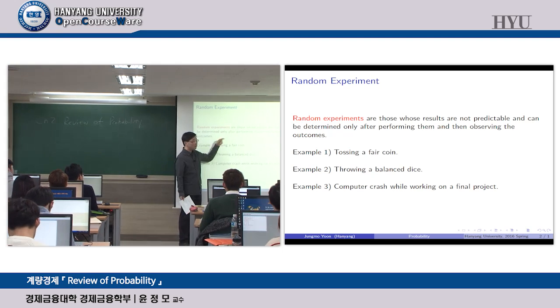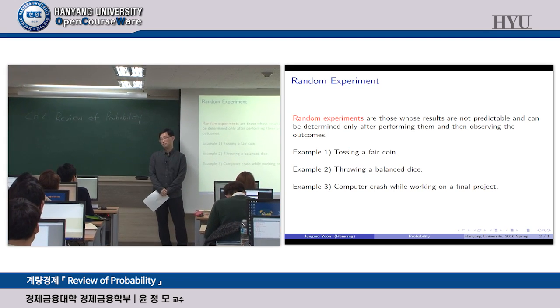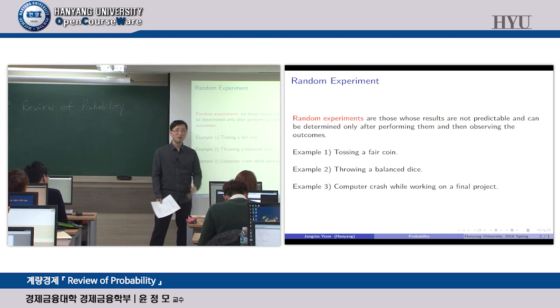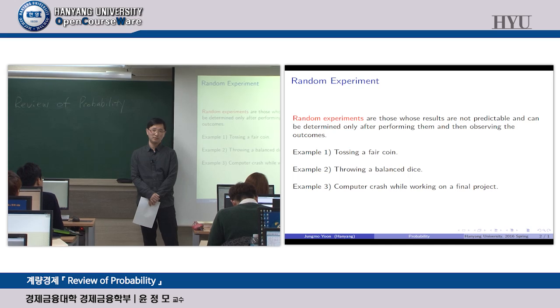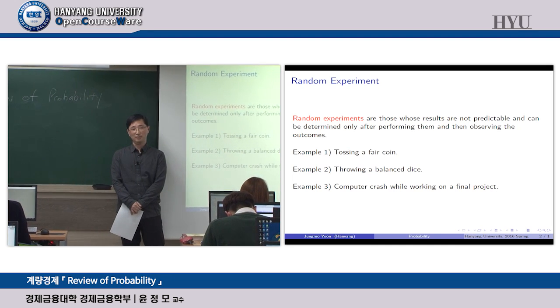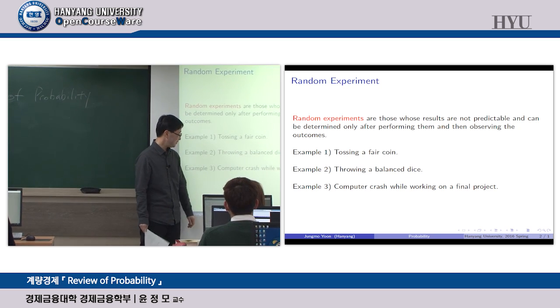Now, after you throw it, do you know the outcome? So it's a random experiment. You satisfy two conditions. Now you have a dice. You throw it. Is it a random experiment? Before you throw it, do you know the outcome? No. After you throw it, do you know the outcome? Yes. So it's a random experiment.